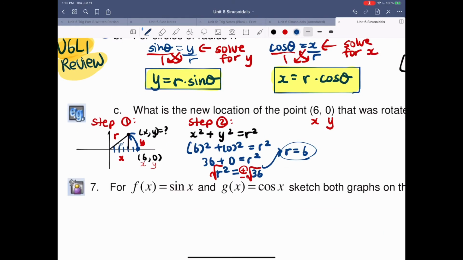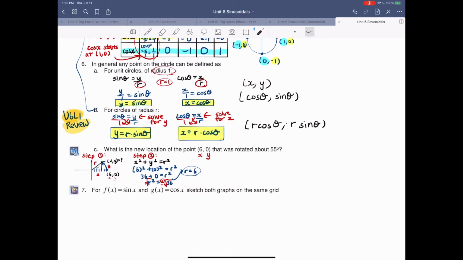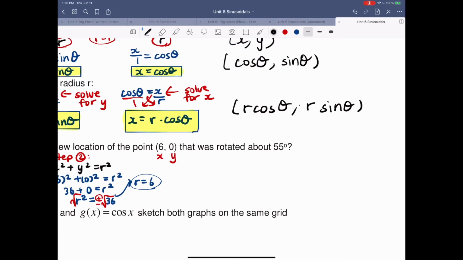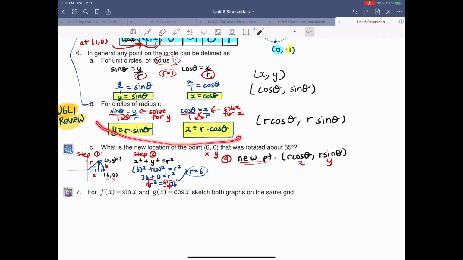Because I'm dealing with radius 6, between 6a and 6b, which one am I going to use? Well, because this is not a unit circle and it's a circle with the radius r, I'm going to follow this. So my new point is going to be of the form r cos theta, comma, r sine theta, and that's what my new x and y is going to be. Simple enough, because I have figured out the formulas already through this process, I'm just going to sub it in.